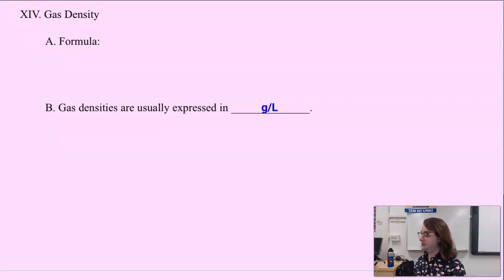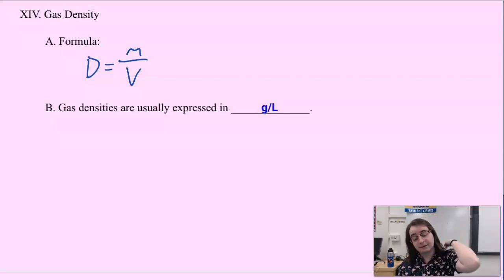Welcome back. We are going to discuss our final two topics really, in this chapter. So we're going to start off by talking about gas density. The formula for gas density isn't different than any other sort of density formula. Remember that the formula for density is density equals mass over volume. That is a big V. That's not little v. We are talking about big V, so we're talking about volume, not velocity. So density is mass over volume.